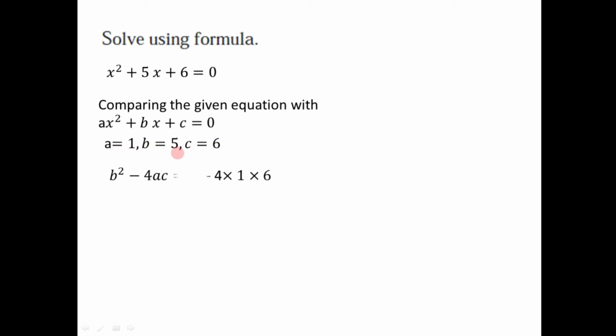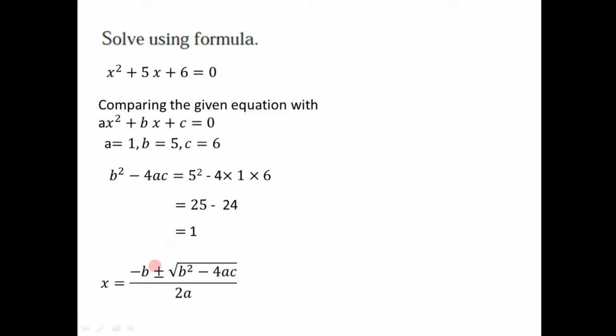First of all, let us find one expression we need in the formula, that is b square minus 4ac. So instead of b, we should take 5, and b square is there, so 5 square minus 4 into a into c, that is 4 into a is 1 into c is 6. So 5 square is 25 minus 4 into 1, that's 4 into 6, that is 24. So 25 minus 24, that is 1. Value of the expression b square minus 4ac is equal to 1. We need this value in the formula, that's why we have found it firstly.